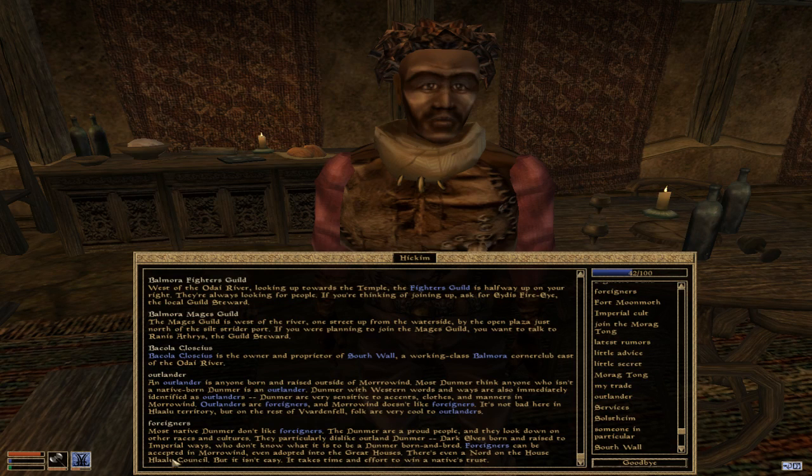Foreigners can be accepted in Morrowind, even adopted into the great houses. There's even a note on the House Hlalu console, but it isn't easy. It takes time and effort to win a native's trust.